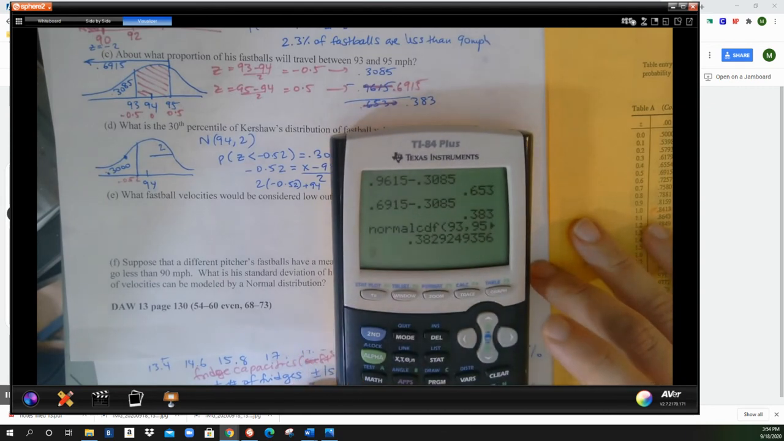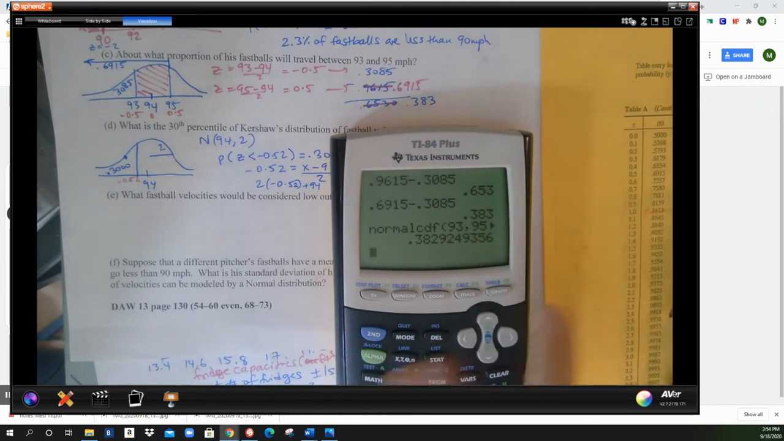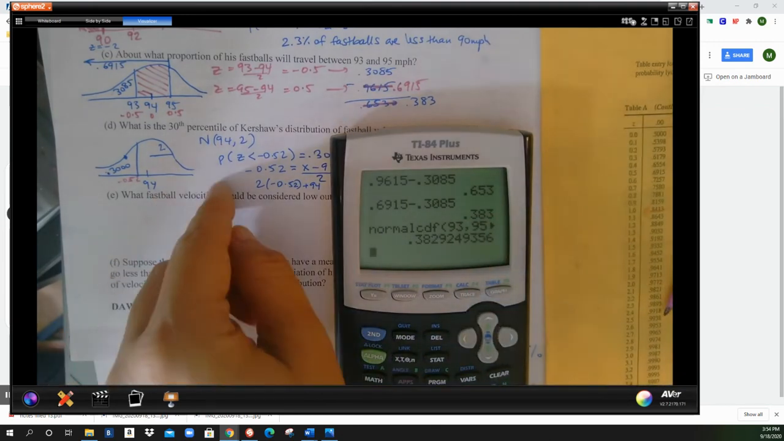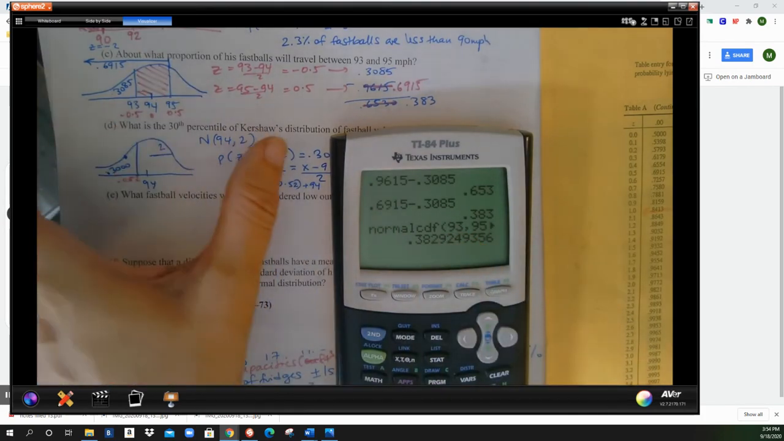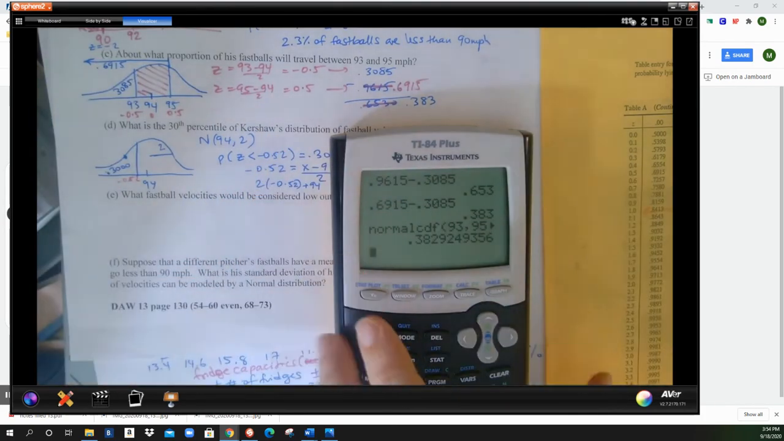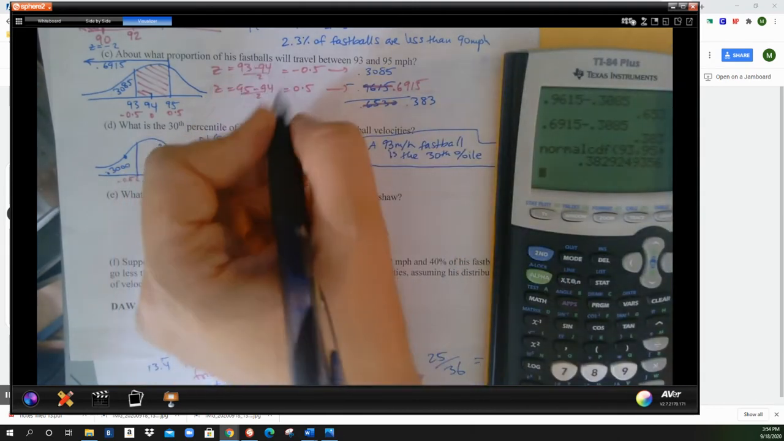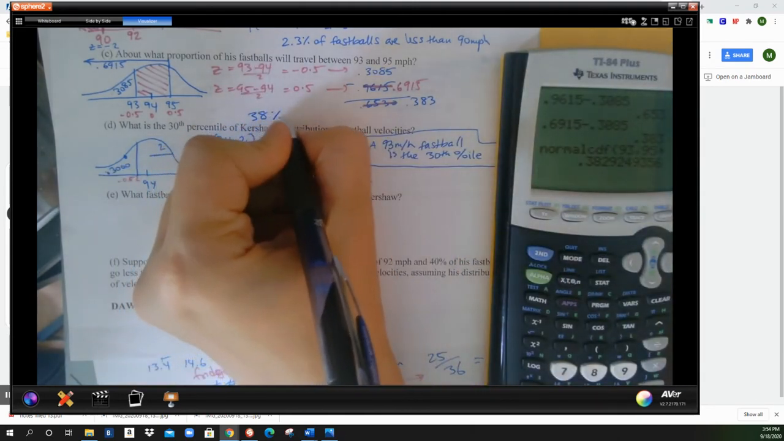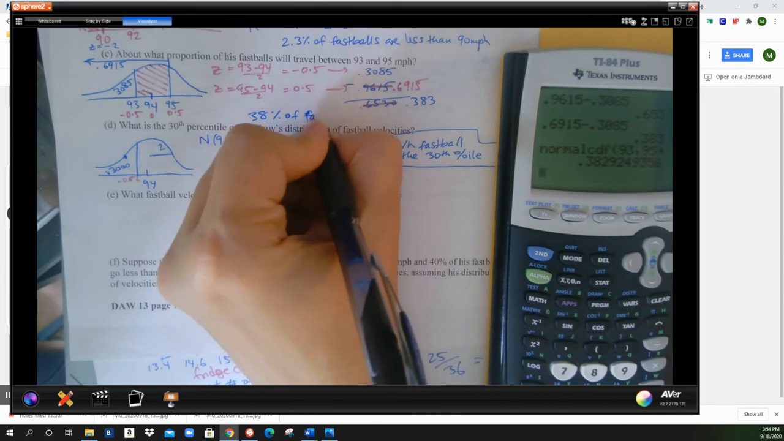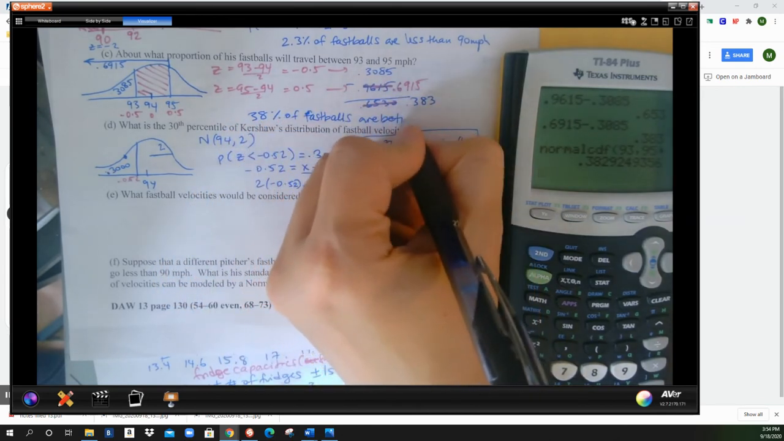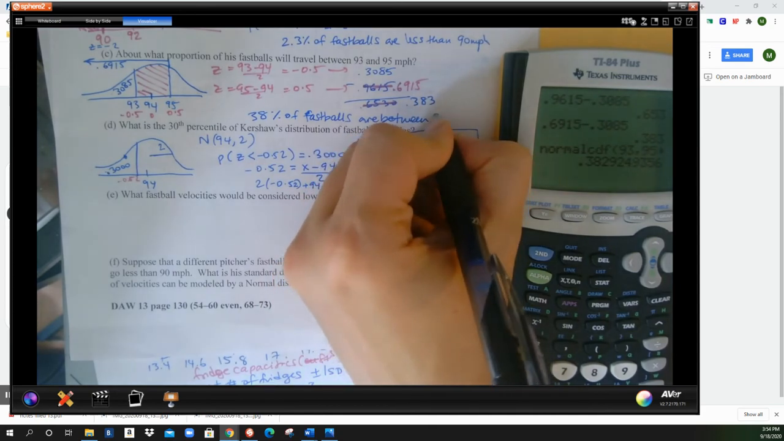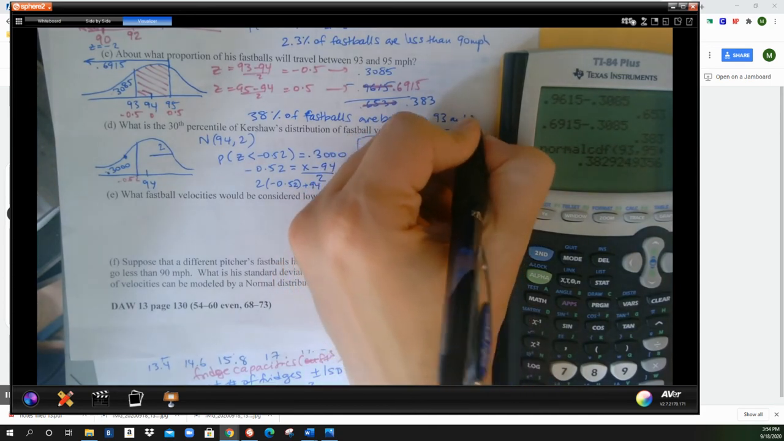0.383 if I round this, right? And so then that's a really fast one. And if this is a multiple choice question, I would probably do it this way. I might sketch it just to make sure my numbers are right and that I understand it. But this will be a way to really speed up a multiple choice question. So I would say 38% of fastballs are between 93 and 95.